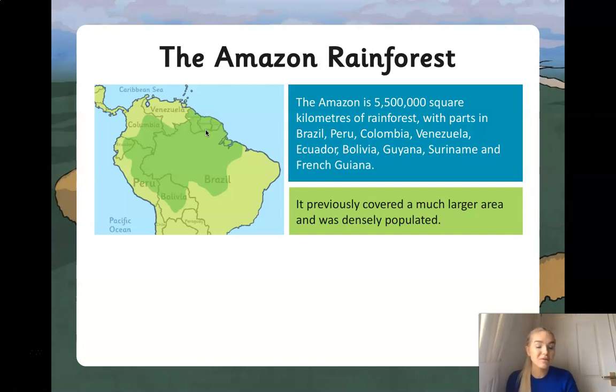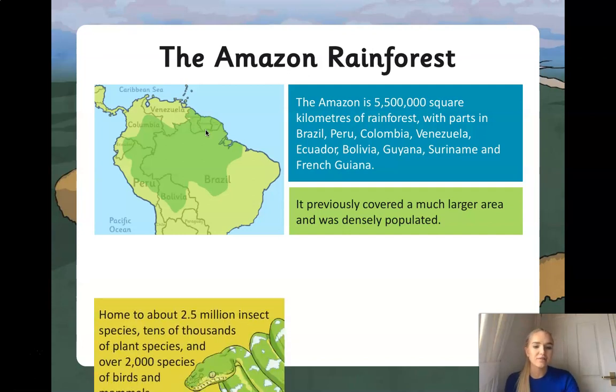Now, you might be thinking, Miss Newman, that is a lot of land to cover. It is, but you know what? Previously, so maybe a couple of 100 years ago, it would have covered a much larger area, and it was really populated. But because of all of the things happening with the Amazon rainforest and the trees being cut down, the rainforest is getting smaller and smaller every single day. So right now it's 5.5 million square kilometres of rainforest, but previously it would have been even more and even more. But as the days go on, the rainforest is getting less and less. Let's find out some more about it.